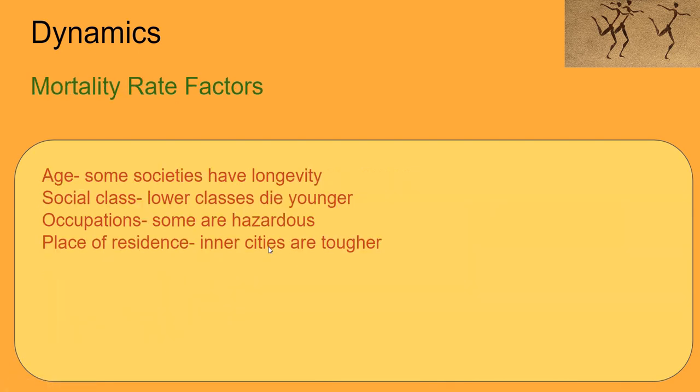Why do different countries have different mortality rates? Well, some countries have longevity. For example, Japan. I believe in Japan, Okinawa has the highest number of people over 100. Social class. Higher classes tend to do better. Occupations. Some occupations are hazardous. Urban versus rural divide. And I suppose I probably should have put down here medical facilities. In particular, infant mortality rates are decreased by good medical facilities and healthcare.